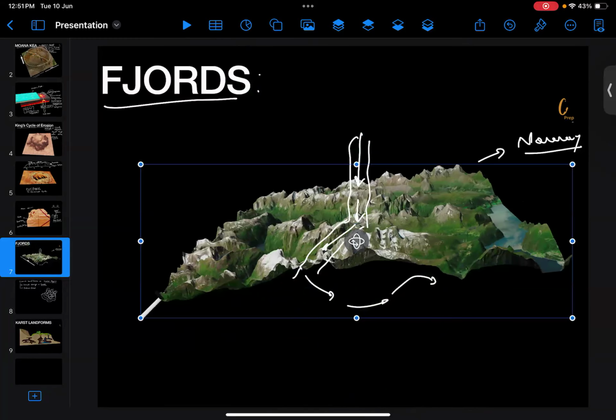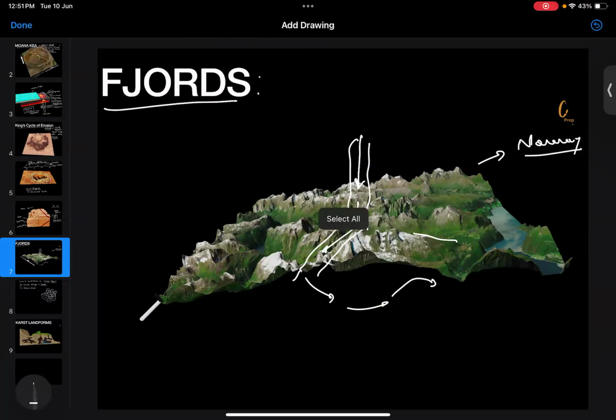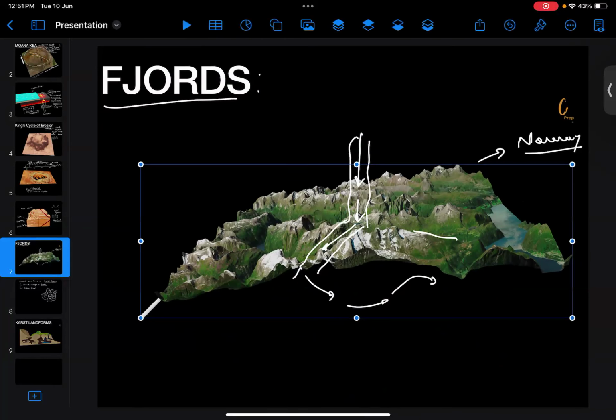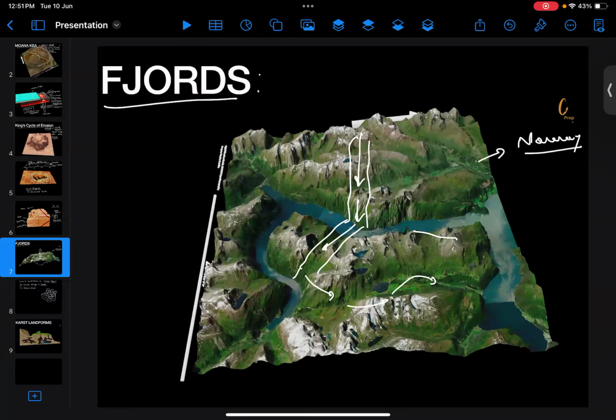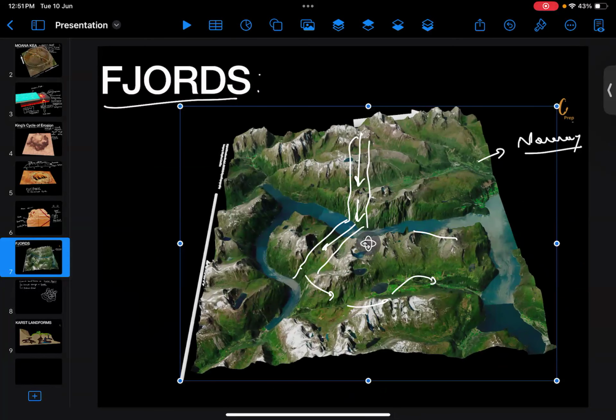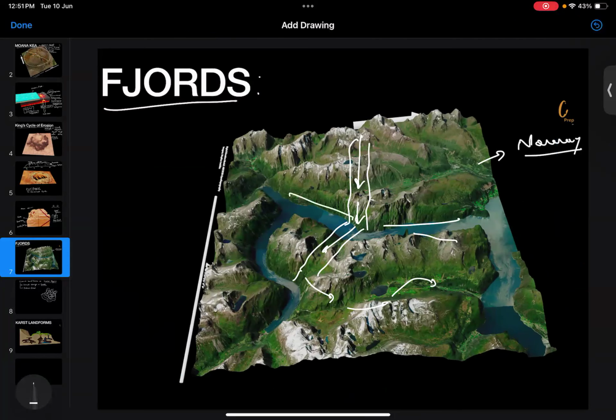So here we can see the mountains. Okay, these mountains are being eroded by the glacial landforms here, and how these glacial landforms are resulting in the meeting of sea in this region. Okay, so this is the region of sea.